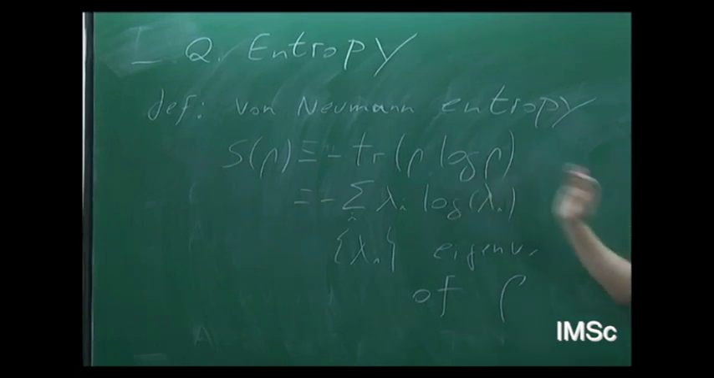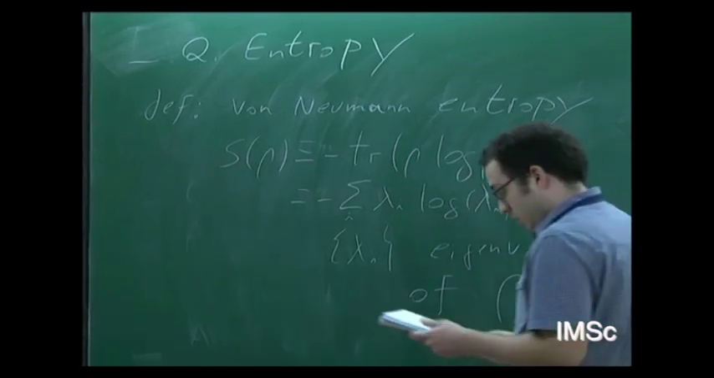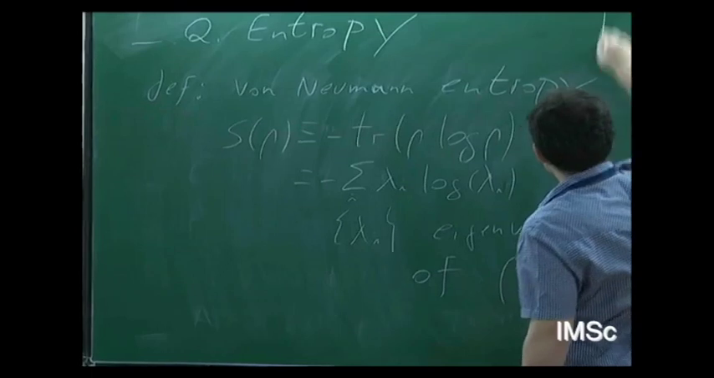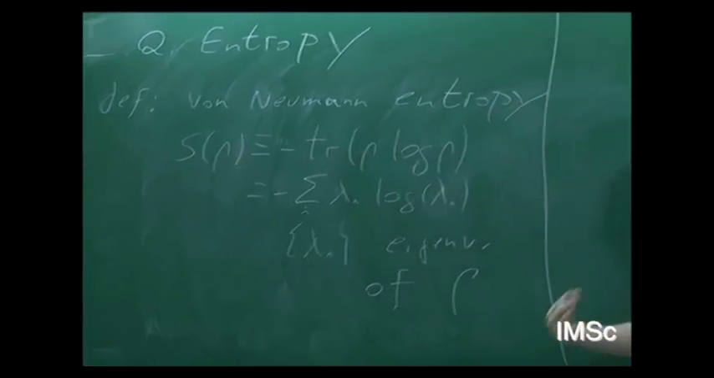And always on base 2, OK? All right. So this is the definition. So why is this notion of entropy an important one?